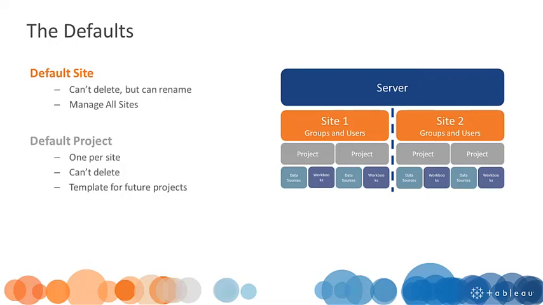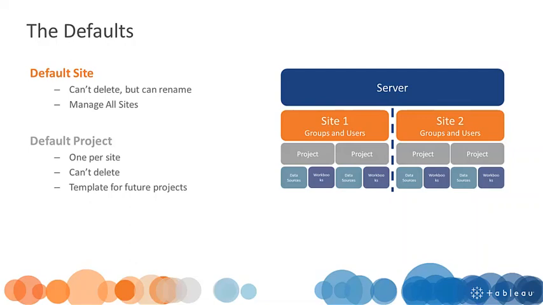When you first log into your Tableau server, you'll notice that you have a couple of different defaults. The first is the default site. You can't delete that, but you can rename it. As you start to add multiple sites into your Tableau server, you'll notice that those sites exist in a dropdown, and that in order to administer the server from the server level, you'll want to click on that dropdown and go to the top where you'll see Manage All Sites. And I'll show you that in a little bit.